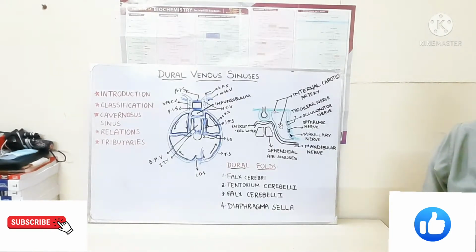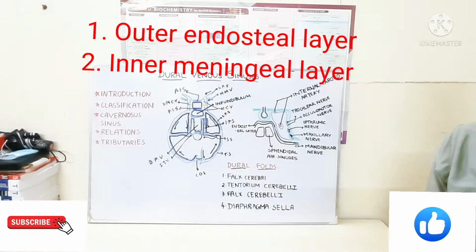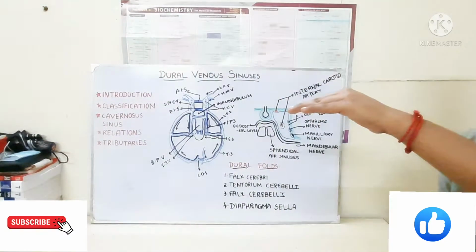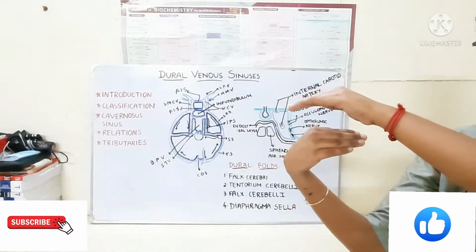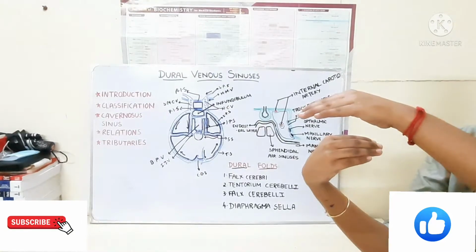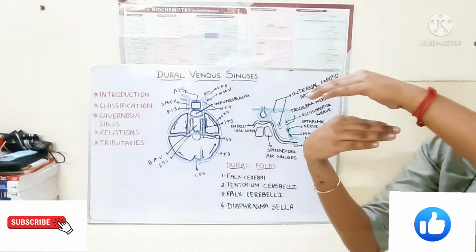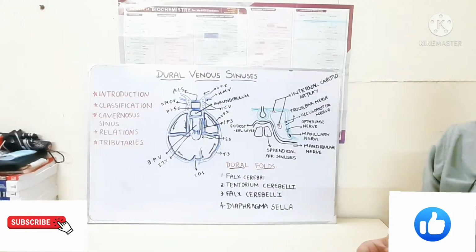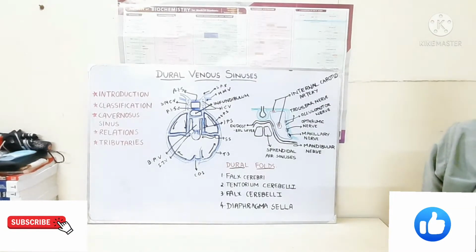The dura matter lines the skeleton, and the dura matter has two layers, that is the outer endosteal layer and the inner meningeal layer. The outer endosteal layer lines the inner layer of the skeleton. Let's say this is the outer endosteal layer and this is the inner meningeal layer. Then the outer endosteal layer lines the inner part of the skeleton, and the inner meningeal layer will line the brain. Also, the meningeal layer of the cranial dura mater will continue as the spinal dura matter.